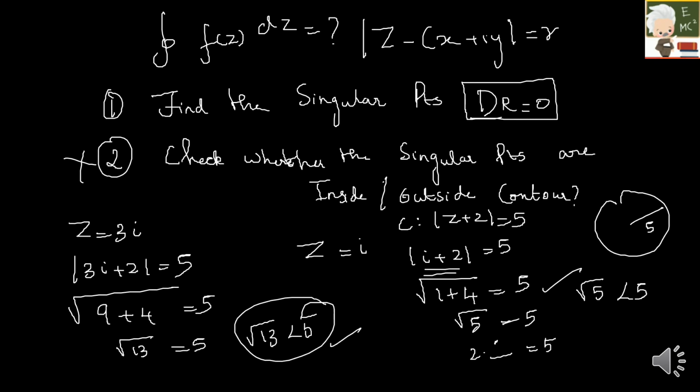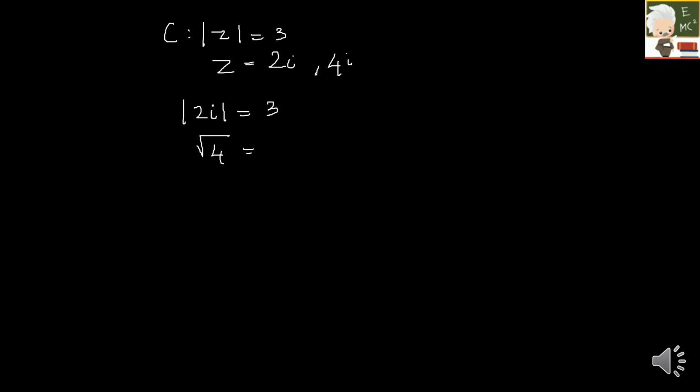If you have not understood, let me give one more example which makes it clearer. Let my contour be defined as |z| = 3, and my singular points are z = 2i and 4i. I have to substitute here. The mod of 2i, which is root 4, is 2, and 2 is less than 3. So this point is inside the contour.